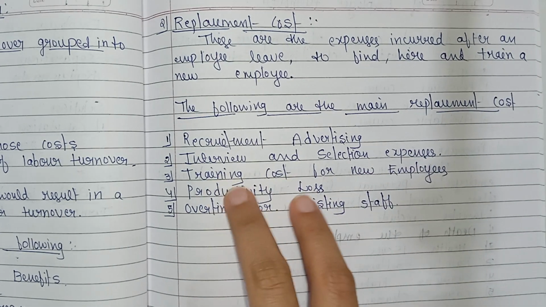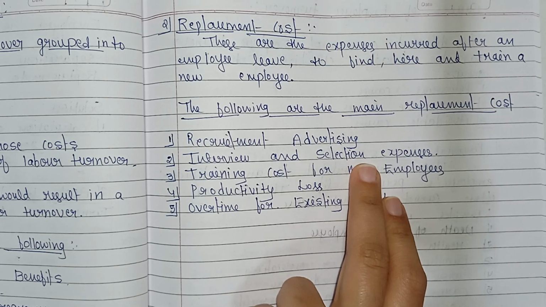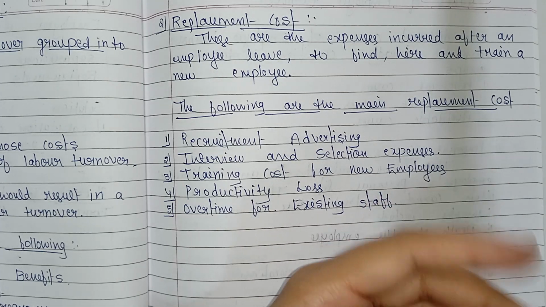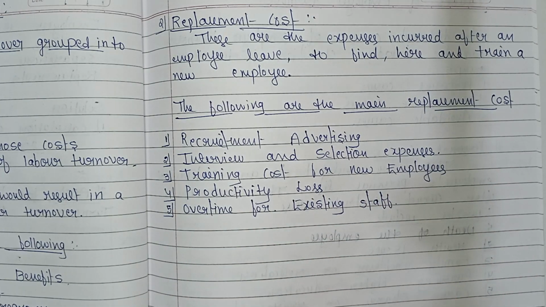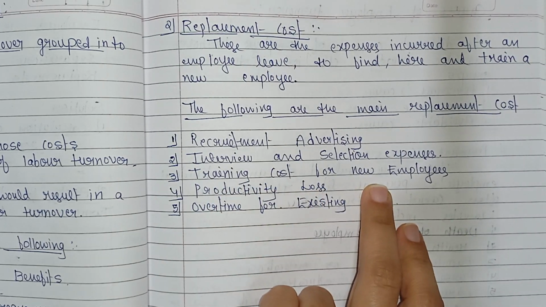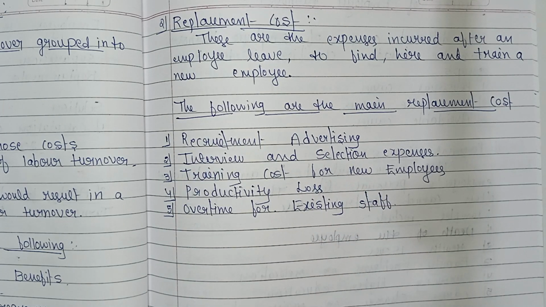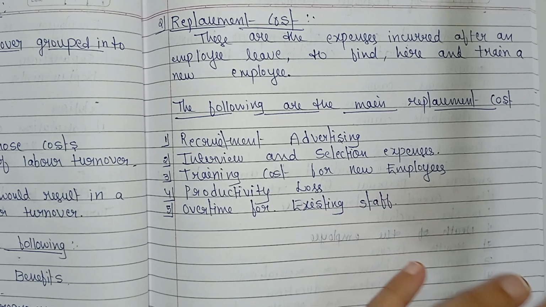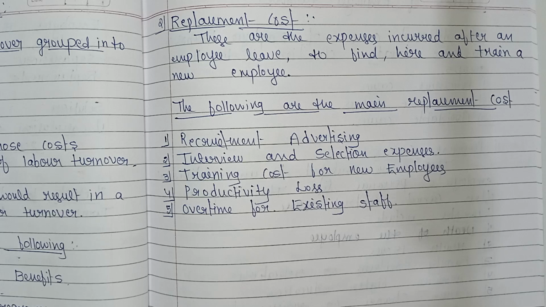The second one is the interview and selection process. It means the cost involved in conducting interviews, screening and background checks for hiring a new employee. In those cases, cost will be incurred. And the third one is training cost for new employees. We have to provide training to the new employees, right? These are the expenses for onboarding and teaching new hires how to do the job effectively.